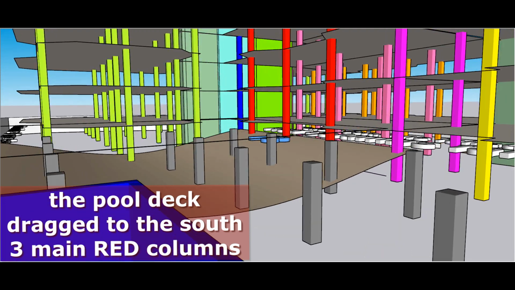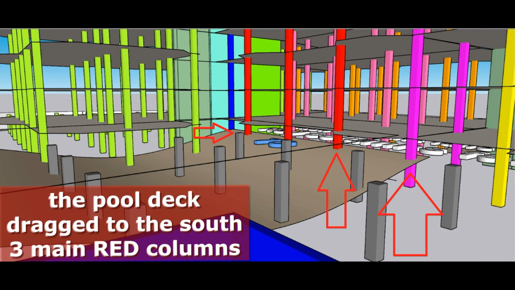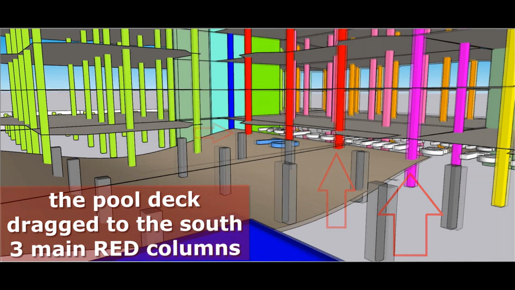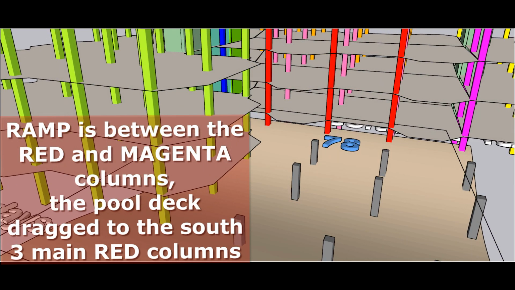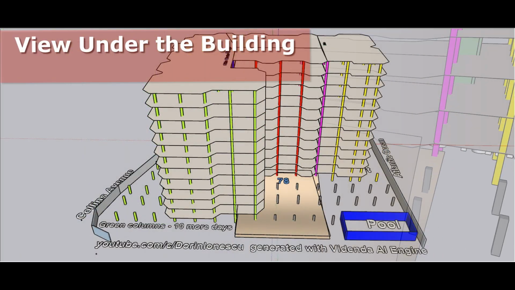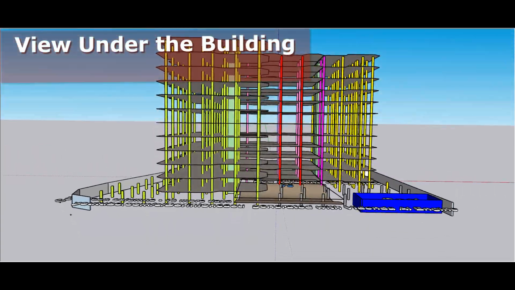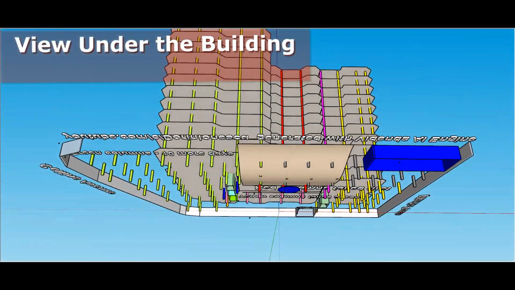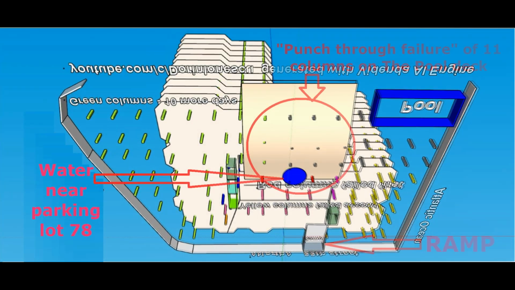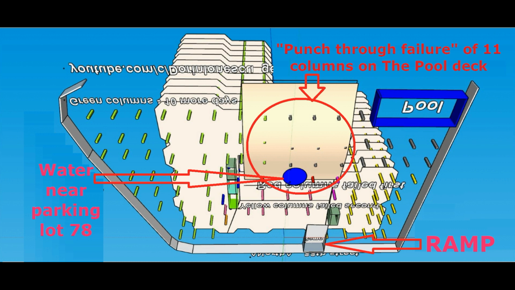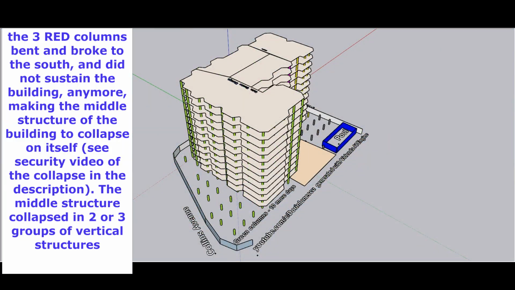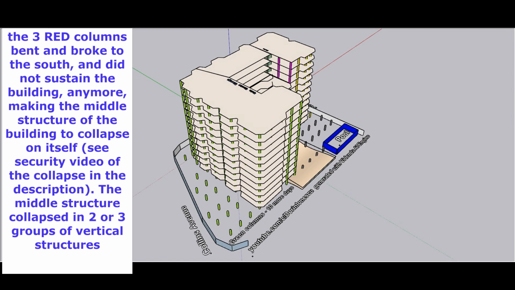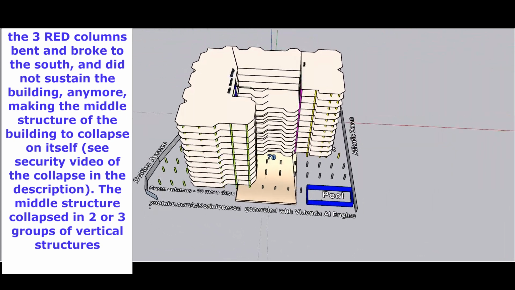The poolside area collapsed one floor down into the garage. The pool deck dragged the three red columns, weakened by the water, next to parking lot 78. The south middle building, sustained by the three red columns, collapsed. The north middle building was probably dragged down by the first collapsing group. The east building was helped by the stairs and resisted 2 more seconds before the collapse. The west building resisted for 10 more days and was put down by controlled demolition in order to avoid complications and more tragedies as Tropical Storm Elsa was approaching Florida.